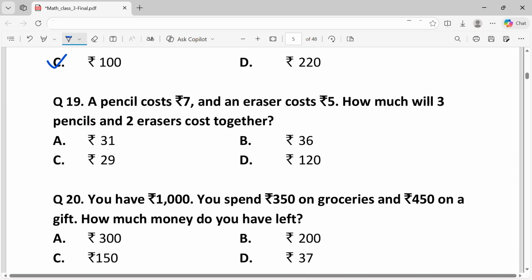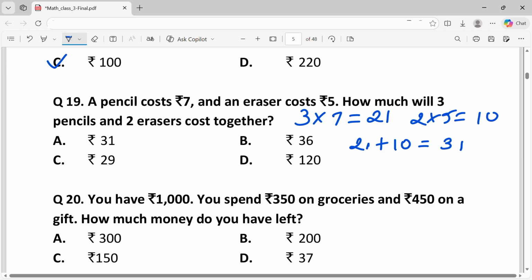Question 19. A pencil costs rupees 7 and an eraser costs rupees 5. How much will 3 pencils and 2 erasers cost together? So the total cost of the pencils will be the number of pencils into the cost of each pencil, that is 7. So 7 threes are 21. The cost of erasers will be the number of erasers into the cost of each eraser, that is 2 fives are 10. The total amount will be 21 plus 10, which is equal to 31. So the answer is A, 31.